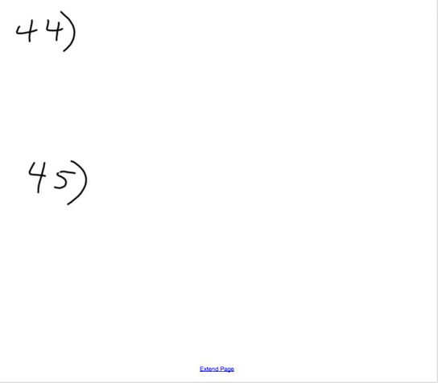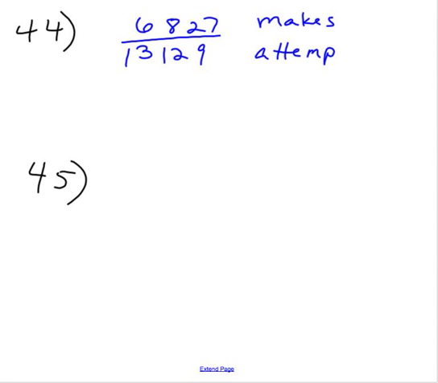Number 44 and 45 are story problems. Number 44 asks you to write a fraction to represent the ratio of field goals made to field goals attempted. Well, in the directions above number 44, it says that he made 6,827 field goals. These are makes out of 13,129 attempts. That's all there is for 44.